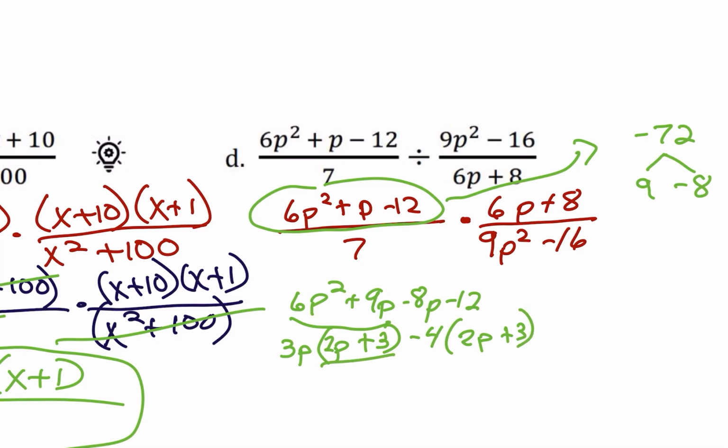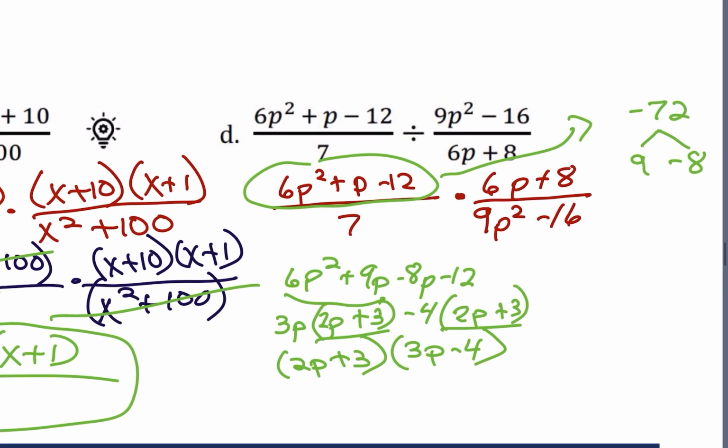The way I caught my own error is I knew that these two parentheses had to match. I'd like to tell you I did it on purpose to see if you were paying attention, but it's not true. Now we're going to take out our GCF, which is 2p plus 3, and 3p minus 4 is what's left. So we are going to take a minute now and rewrite that numerator, and everything else we're going to factor.